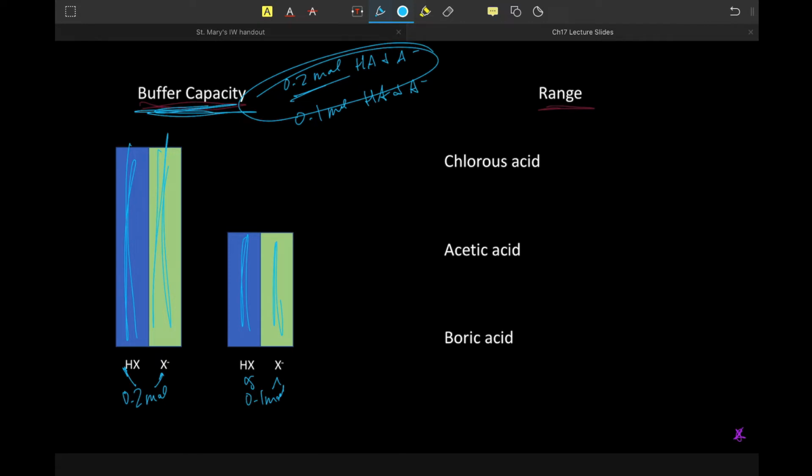And they don't have to be the same. If you think back to that blood discussion in your book, the blood's buffer capacity is different for acids versus bases. So it doesn't have to be the same, but that's what capacity means. Range has to do with its pKa, in that a buffer range is most ideal plus or minus 1 unit from pKa. So that means we need to know our pKa.